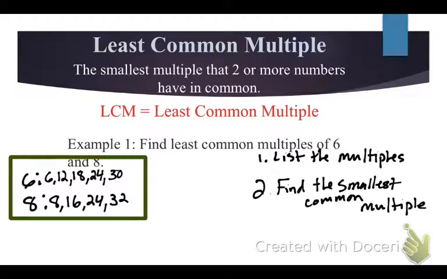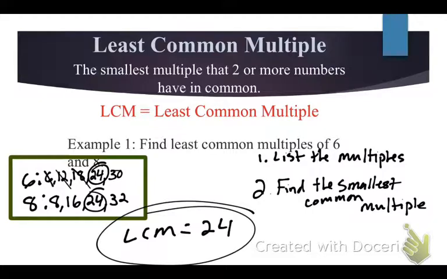So if we go back to our list, you will see that in the top list we have 6, 12, 18, 24, and 30. So we're going to compare that list with the one below. Do we have 6 in both lists? No. 12? No. 18? No. 24? Yes, we have it in both lists. Our least common multiple is simply 24. That's all it is, ladies and gentlemen. That's all we're doing. Okay, let's go ahead and do example number 2.